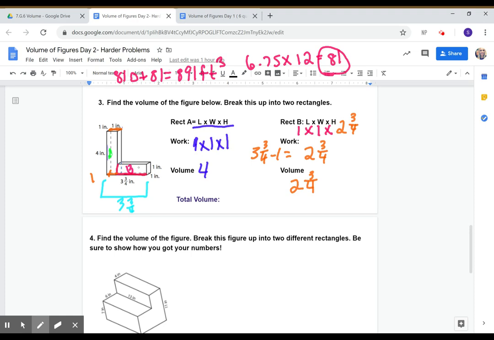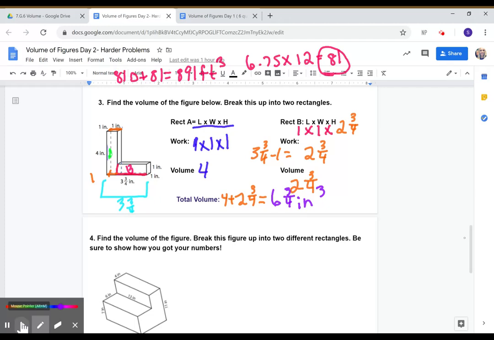I want to combine them. So 4 plus 2 and 3/4. Add our whole numbers together, that gives me 6 and 3/4 inches cubed. Okay?